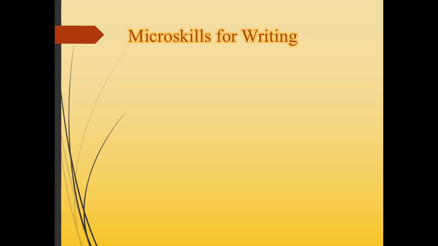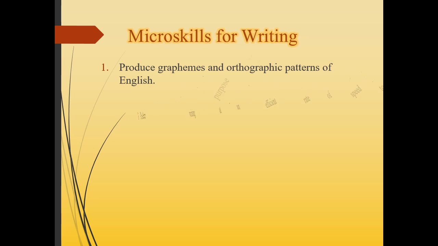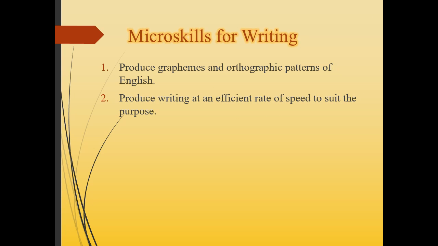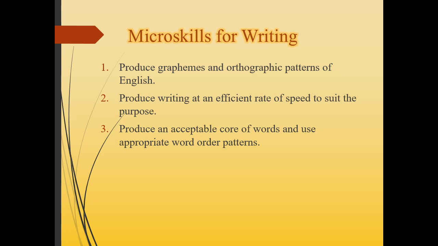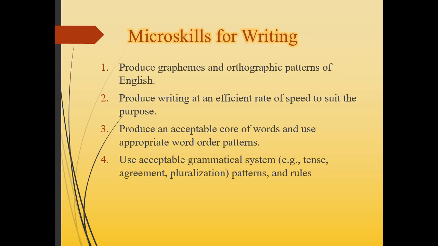Micro skills for writing. 1. Produce graphemes and orthographic patterns of English. 2. Produce writing at an efficient rate of speed to suit the purpose. 3. Produce an acceptable core of words and use appropriate word order patterns. 4. Use acceptable grammatical systems, for example, tense, agreement, pluralization, patterns, and rules. 5. Express a particular meaning in different grammatical forms.